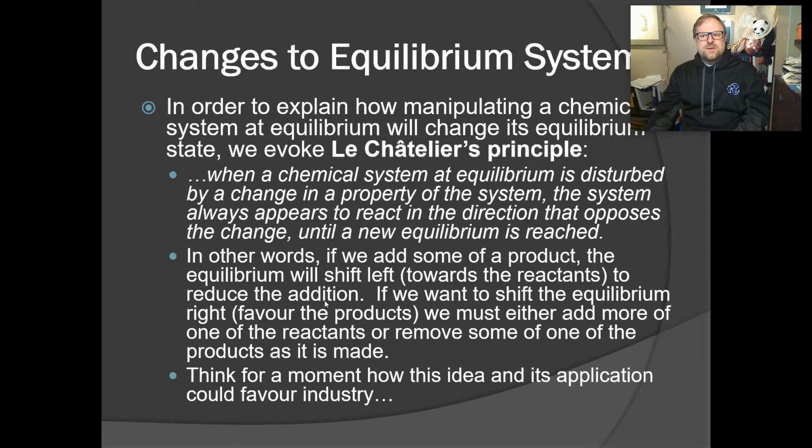The other way that this could happen is we could take products away. Okay, so we're going to look at all of these in a second. Think for a moment about how this is going to affect industry, right? If you want to make more product, maybe the easiest thing to do is just take some product away, right? And then the reaction will continue to shift to try to reestablish the equilibrium that it established before.